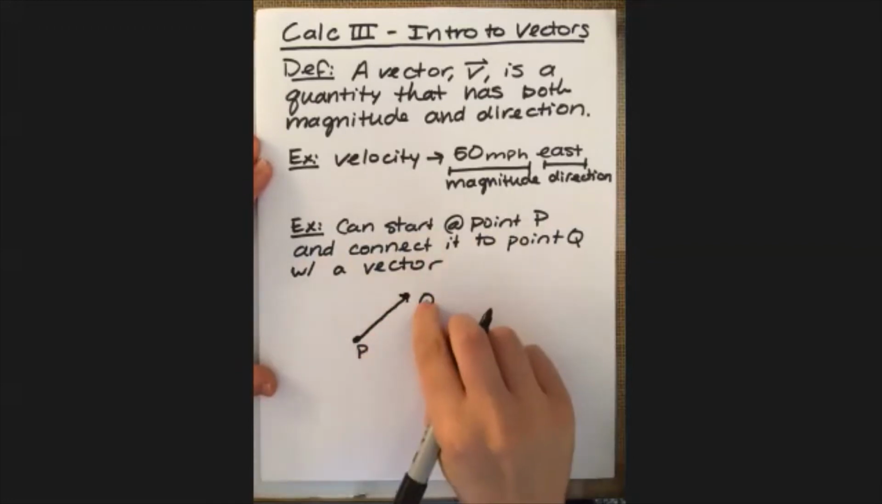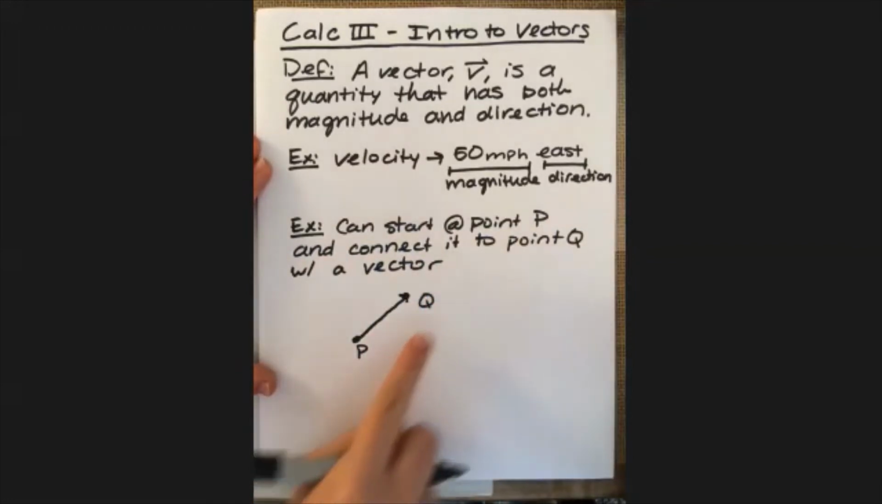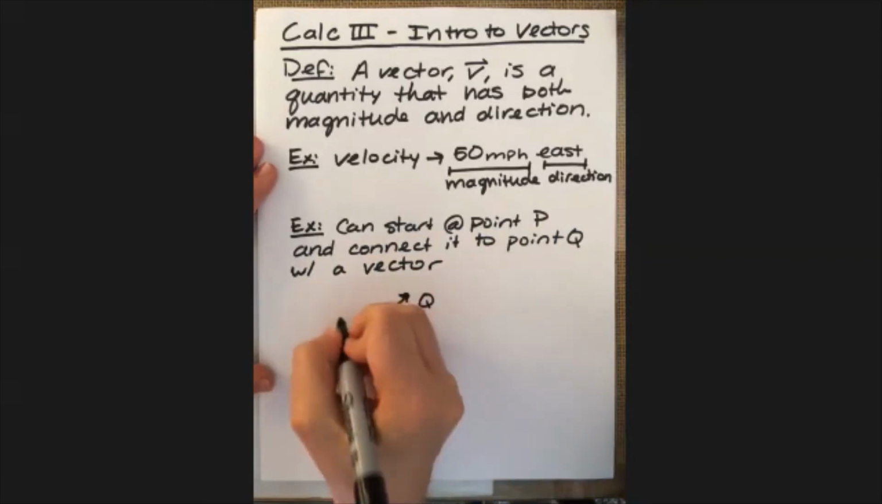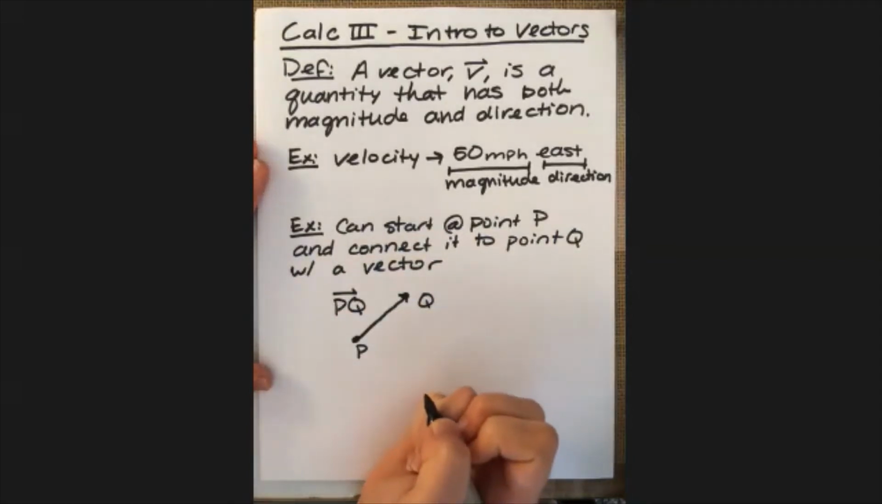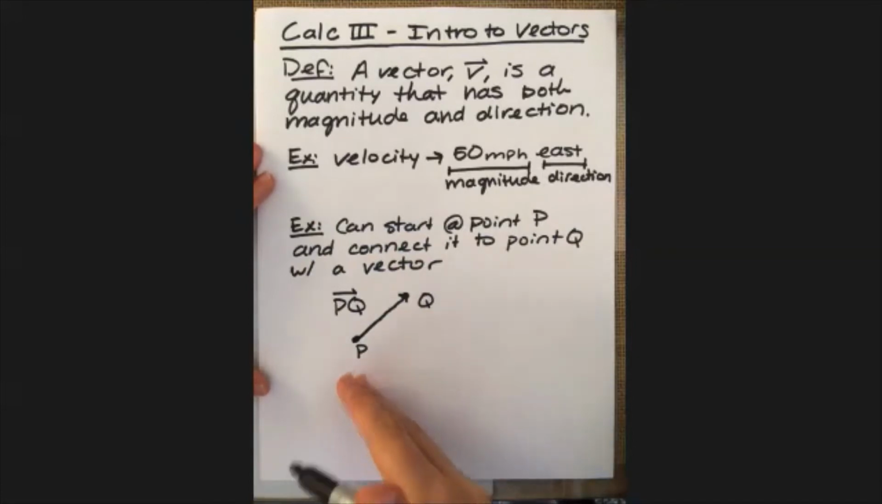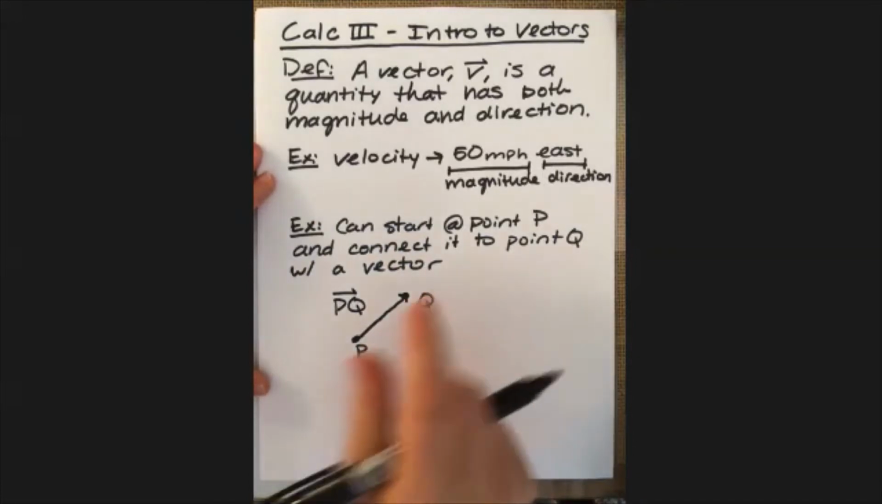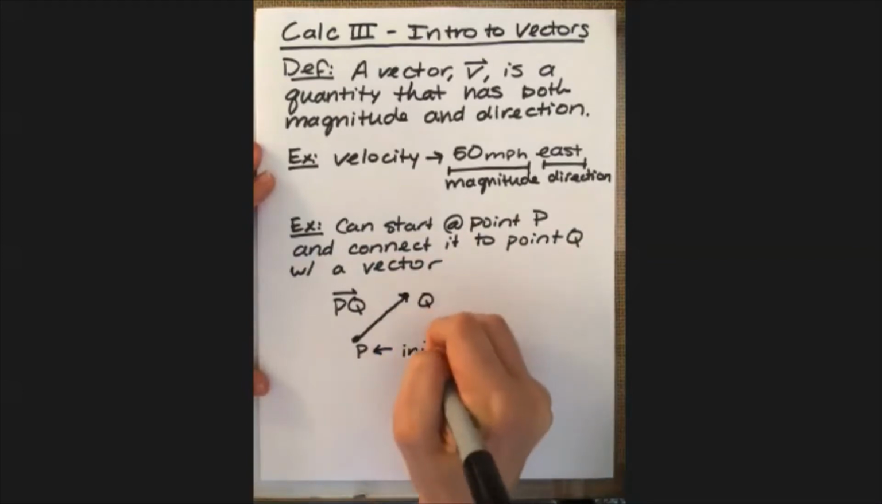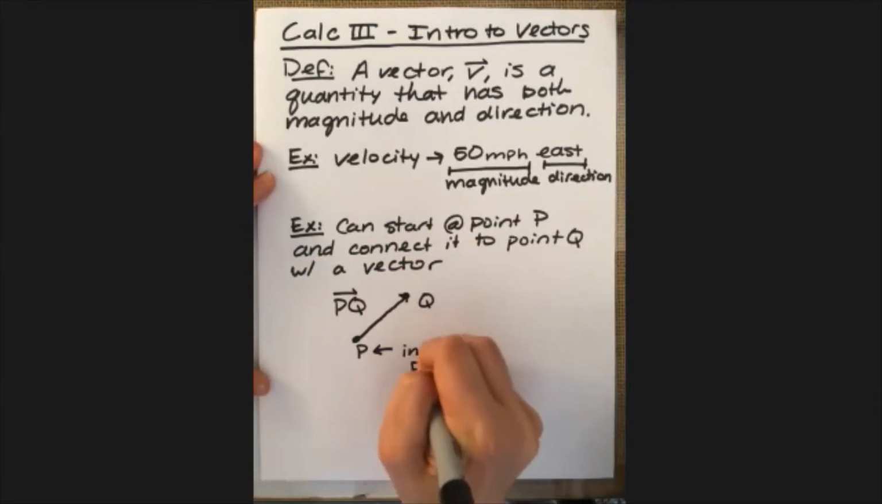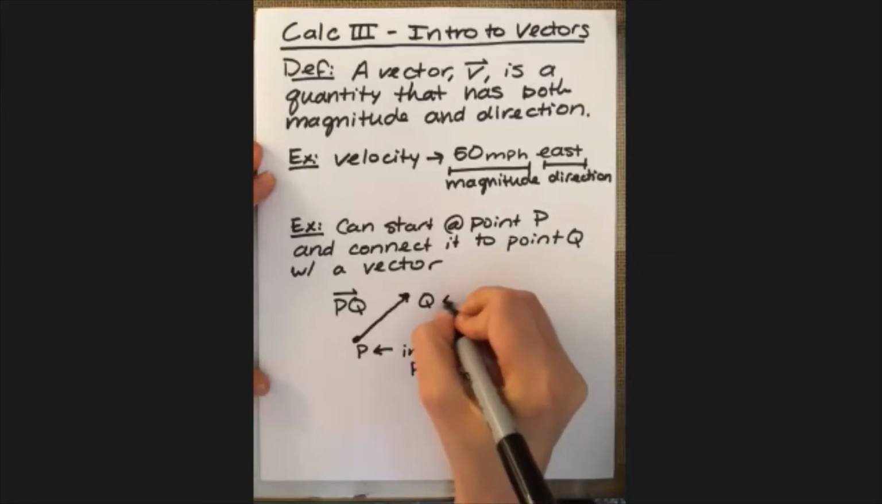Well, there's a length there, that's our magnitude, and we had to move in the direction of Q, so that gives us our vector that we call PQ, and we denote with a little arrow on top. Now, since we're moving from P to Q, the order in which we're going is really important, and so we have these terms, the initial point for where we start at, and our terminal point for where we end at.